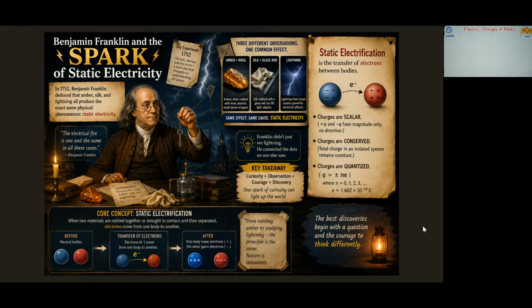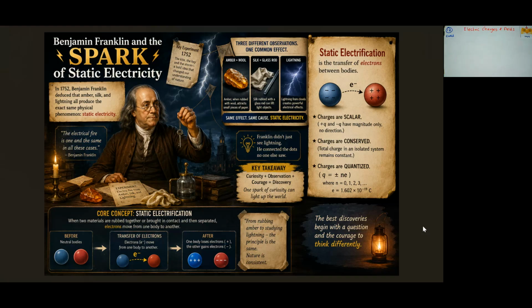In that single moment, Franklin proved a revolutionary idea. The giant spark in the sky, that is lightning, and the tiny crackling spark you feel when you pull off a woolen sweater in winter are the exact same physical phenomenon: static electricity.